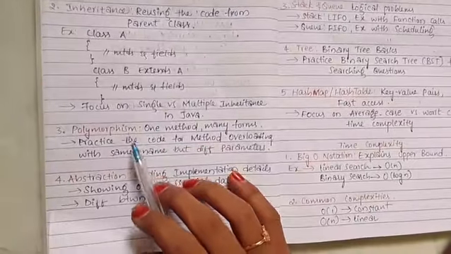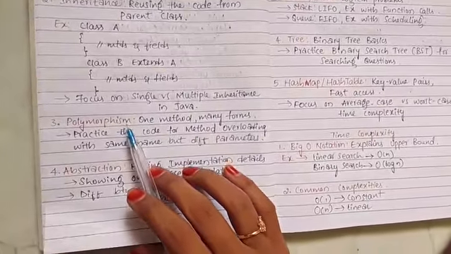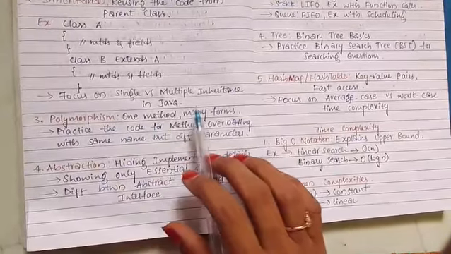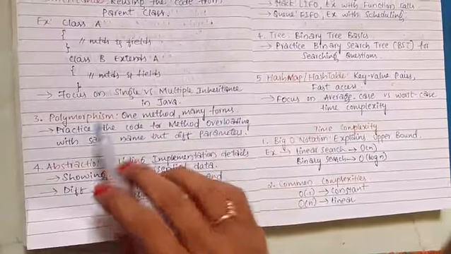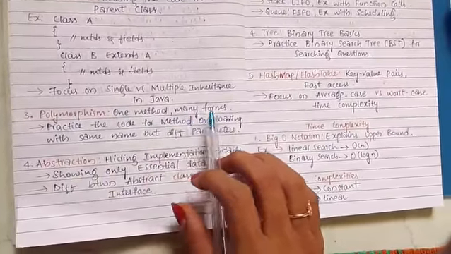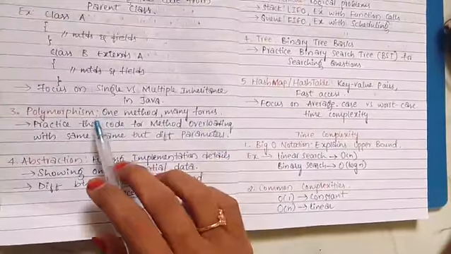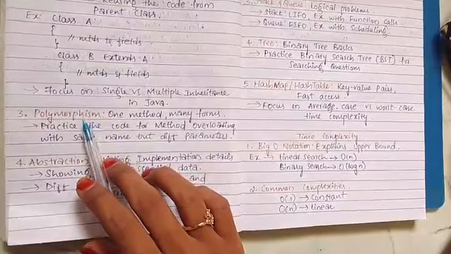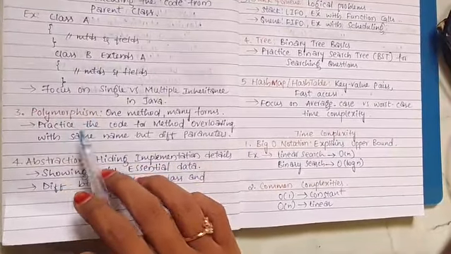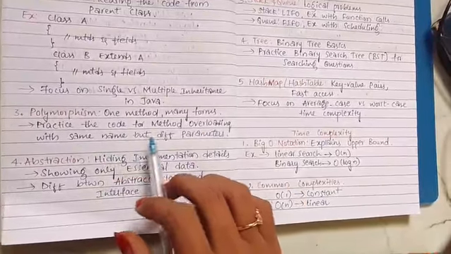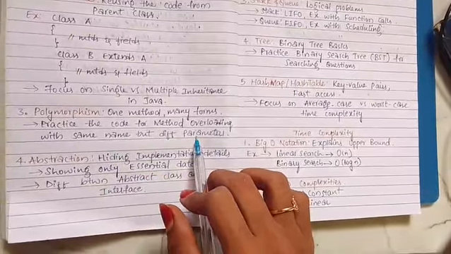Let us see the third topic, that is polymorphism. Polymorphism means we have only one method and many forms. Poly means many. Only one method that has many forms. That is exactly what polymorphism means. In polymorphism, you have to practice the code for method overloading, with the same name and different parameters.